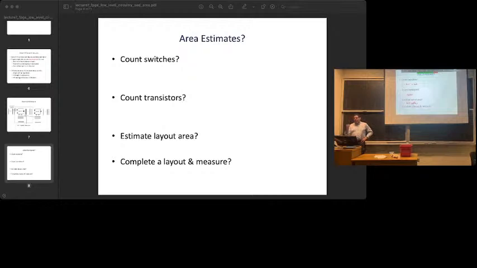What about completing a layout? So forget about estimating a layout. What if I just complete the layout and then measure it? So what do you think? Best estimate? So any thoughts? You like this?